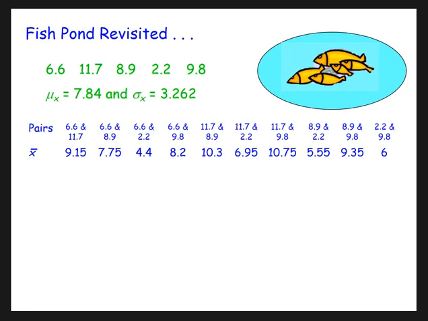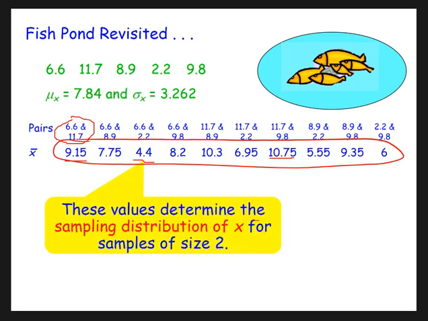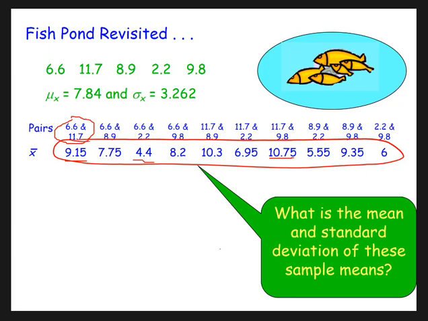Our first sample was the 6.6 and the 11.7. That gave us a mean of 9.15. We go through here, and we see that we have means ranging from 4.4 up to 10.75. There's variability. And we have those 10 samples. We took all 10 of the possible samples and found the mean of each of them. These numbers right here are the sampling distribution for the samples of size 2.